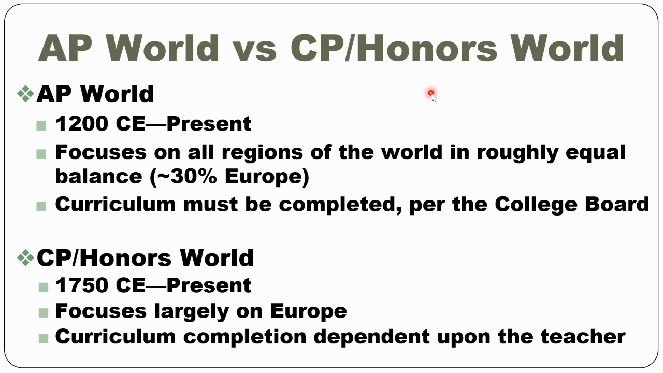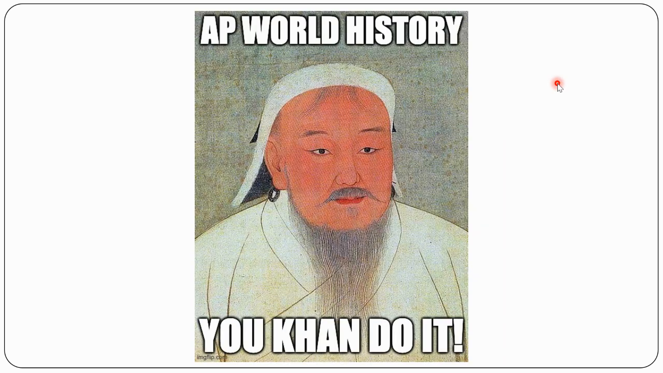In the CP and honors world classes, they are roughly 1750 to present. It is very, very focused on Europe. Whether the curriculum is completed, whether you truly get to present day or not, entirely depends on your teacher and whether that teacher gets to that point. So these are some of the differences. But if you choose to take AP World History, you will be prepared.